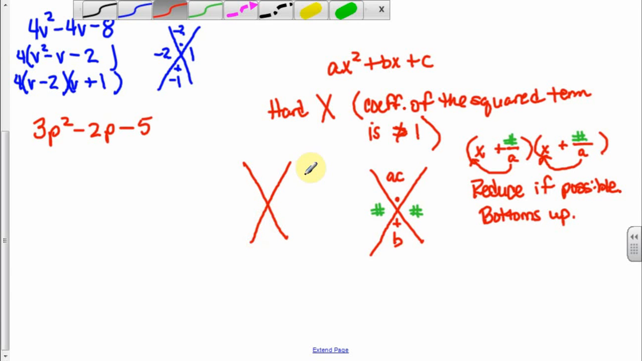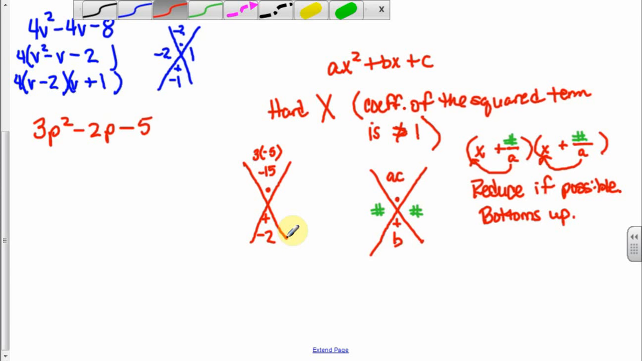So the first thing I'm going to do is I'm going to multiply. I realize that I have an a on my squared term. It's not an x, it's p, but it doesn't matter. And I'm going to multiply 3 times negative 5. Now, I am really big about writing what I'm doing because I don't want anybody to be lost. And I don't like to assume that you know, okay? So 3 times negative 5 is negative 15. So I'm going to be looking for things that multiply to be negative 15 and add to be the middle term, which is negative 2.